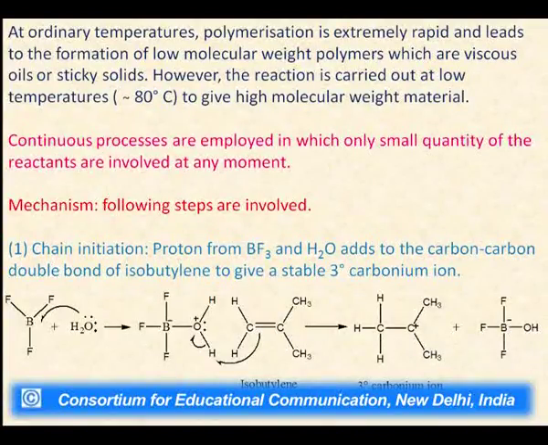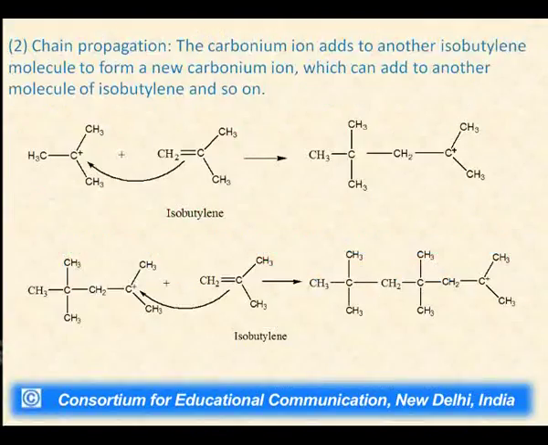Now, we have shown you the mechanism of preparation of polyisobutene. The first step is chain initiation. In chain initiation, a proton from boron trifluoride and water adds to the carbon-carbon double bond of isobutylene to give a stable tertiary carbonium ion. The tertiary carbonium ion is the most stable among the primary, secondary and tertiary carbocations. So, here a stable carbocation is formed in the first step.